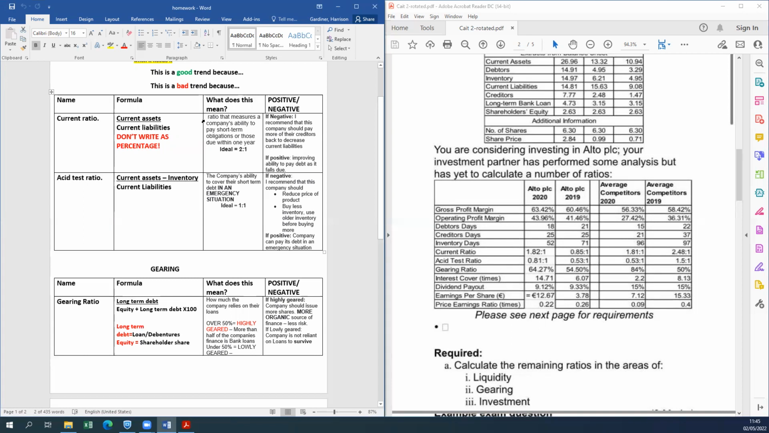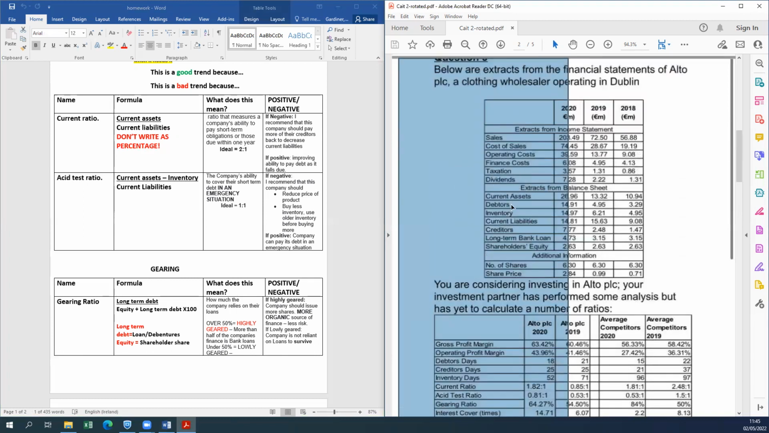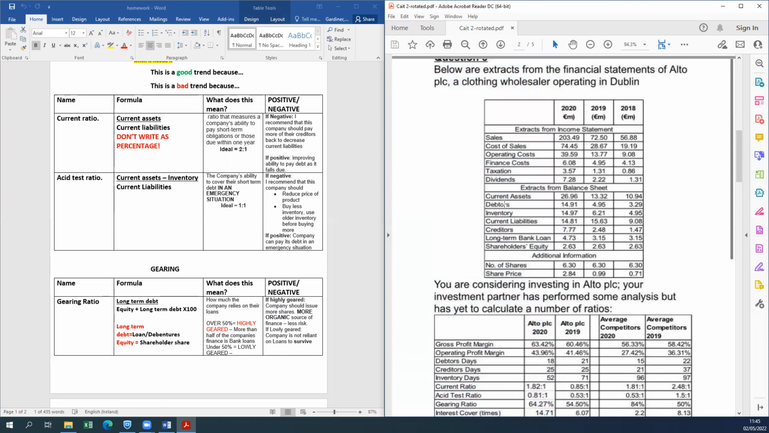The current ratio is the easiest one. So, you've got current assets over current liabilities. Don't write it as a percentage. It's 2 to 1. So we'll check it out up here. And this is nice as well. It gives you the current assets. It doesn't break them down. So just this figure to this figure. Ideally, you want a 2 to 1. You want double the amount of assets as to liabilities. And a very easy answer.